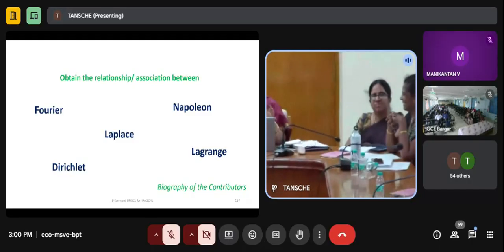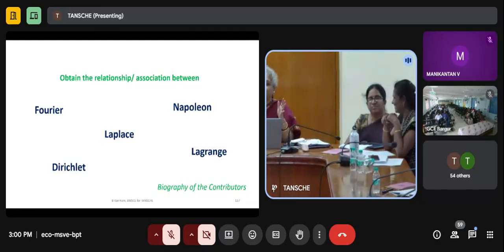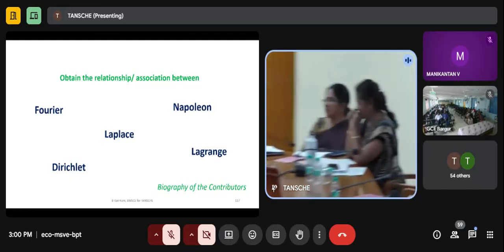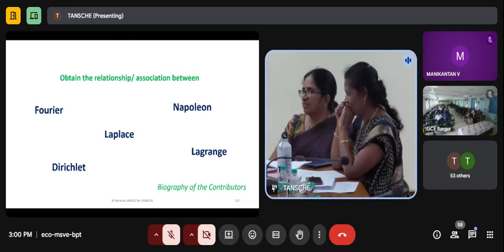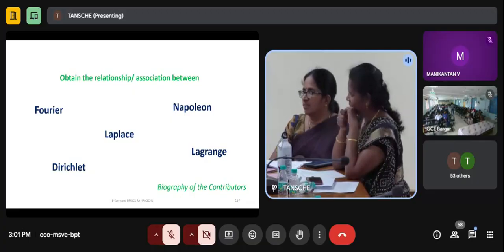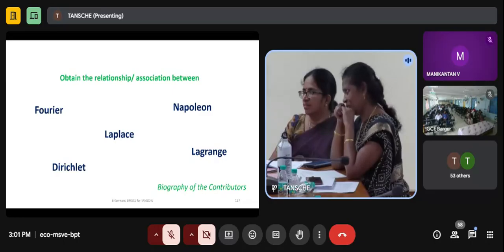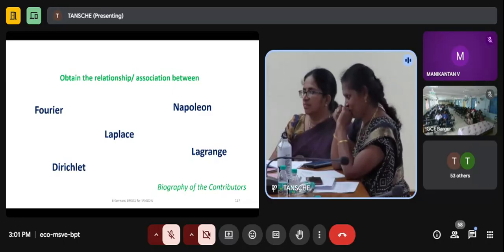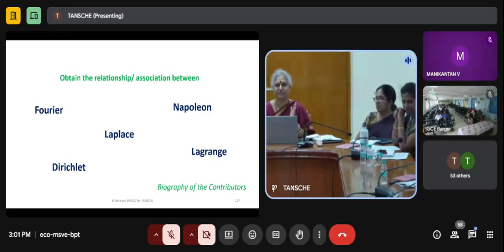So, Fourier, who developed Fourier series and Fourier transforms for all of us, is also associated with Napoleon, who served in the war. That's a beautiful connect. And do we know the connect between Fourier and Laplace as teacher and student? Who's the teacher? And do we know the teacher-student relationship between Fourier and Dirichlet? These are some things I just start with in the beginning.